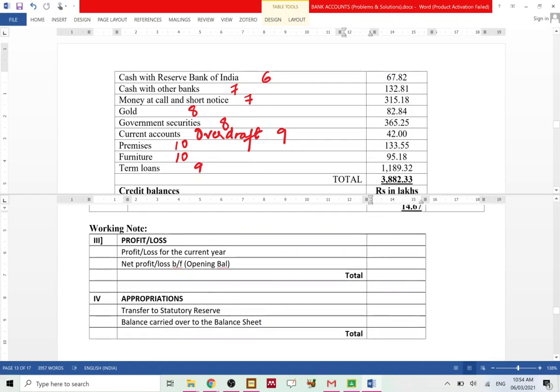So as a working note, earlier we used to do a full P&L account, but this problem doesn't require you to prepare a P&L. So as a working note, I have over here only these two headings, profit and loss and appropriation, right? Now why do I need this? In order to know how much to transfer to statutory reserve, I have to get the total of these two, right? I need to get the current year's profit and then the total of these two, to know how much profit we made from the previous year and the current year and how much to transfer to the balance sheet, right?